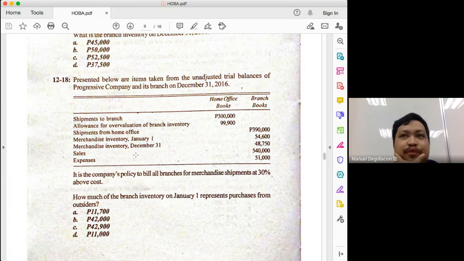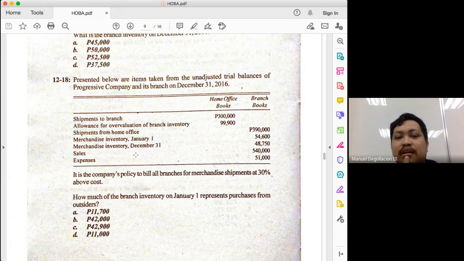And what is the composition of your tigas, excluding purchases, beginning inventory, and shipments from the home office? Okay? Again, I hope you understand the importance of the 99,900 here. It represents the markup on your tigas. Now, part of your tigas is your shipments. How much was the shipments to branch? 300,000. How much was the shipments from home office? 390,000. Why are they not the same? Because the shipments from home office is at bill price while the shipments to branch is at cost.